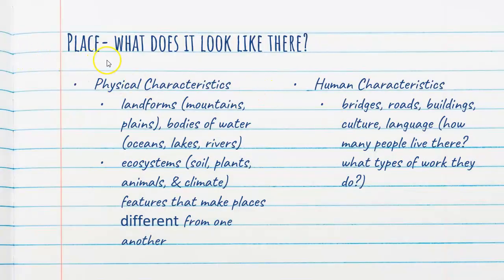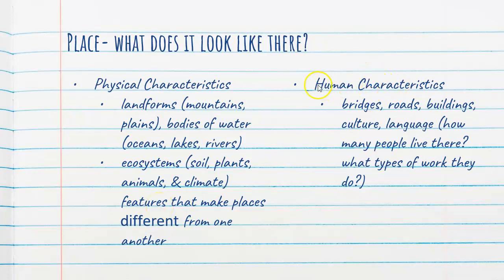Moving on to place. Place answers the question, what does it look like there? And you can describe a place using its physical characteristics. So landforms, bodies of water. You can also describe the ecosystem there. What types of plants, animals, what's the climate like there? What are the features that make this place different from another place?